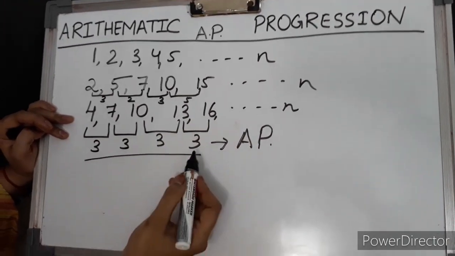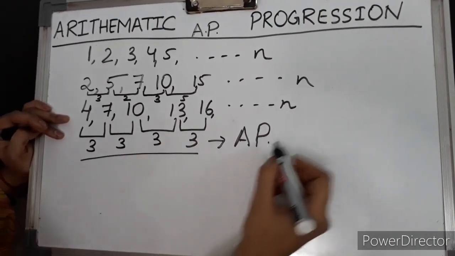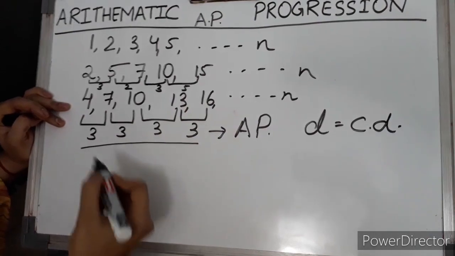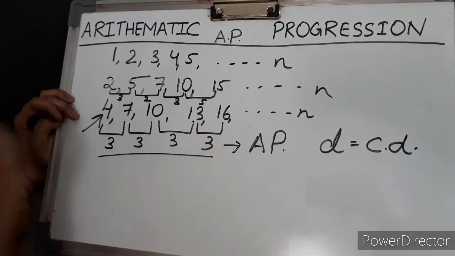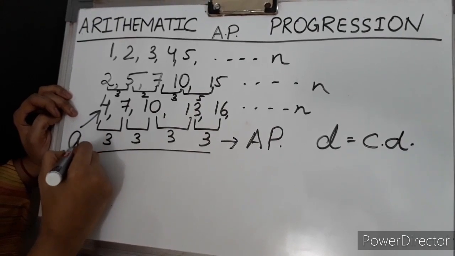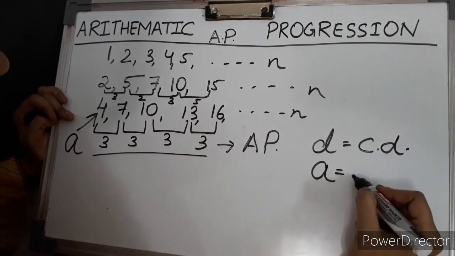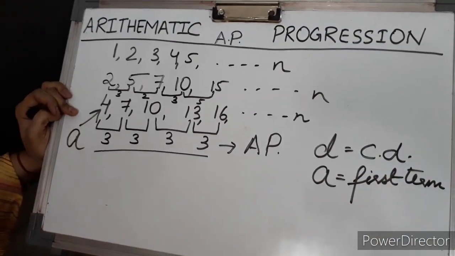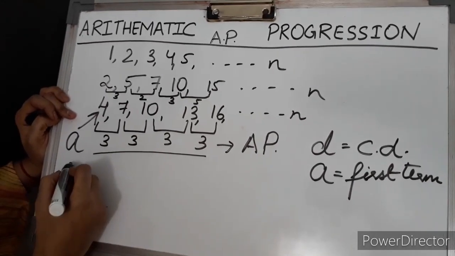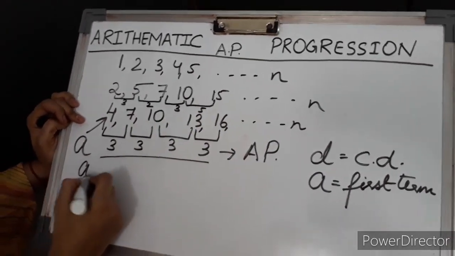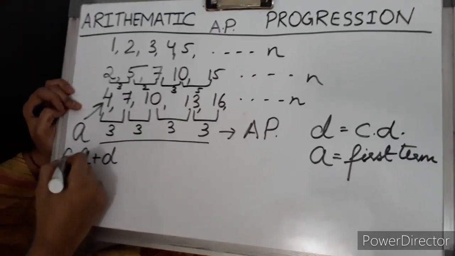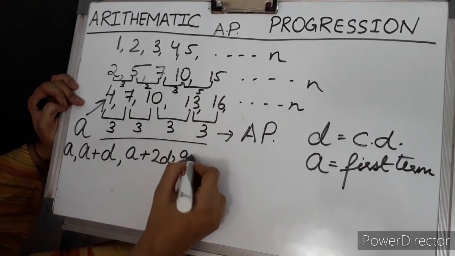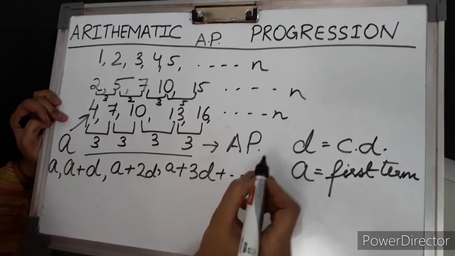When there is a constant difference between the terms, it is called the common difference, and it is denoted by the symbol D. The first term of the AP series is denoted by the symbol A. Now, how can we write the series with these two symbols? The first term is A, then A plus D, A plus 2D, A plus 3D, and so on up to n terms.